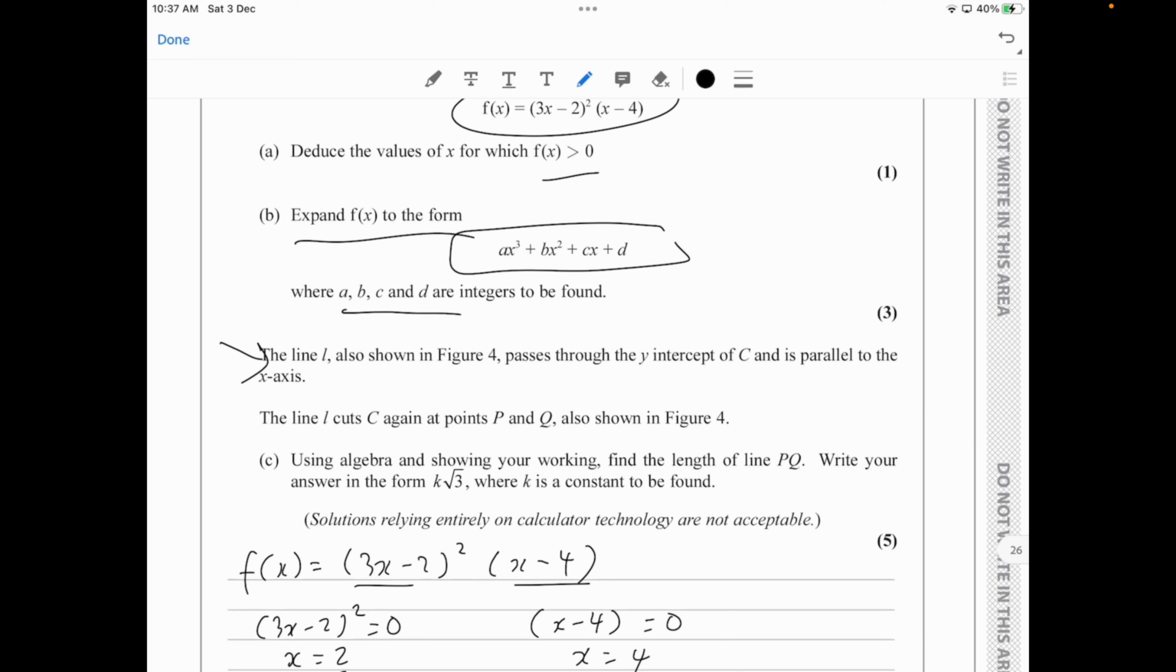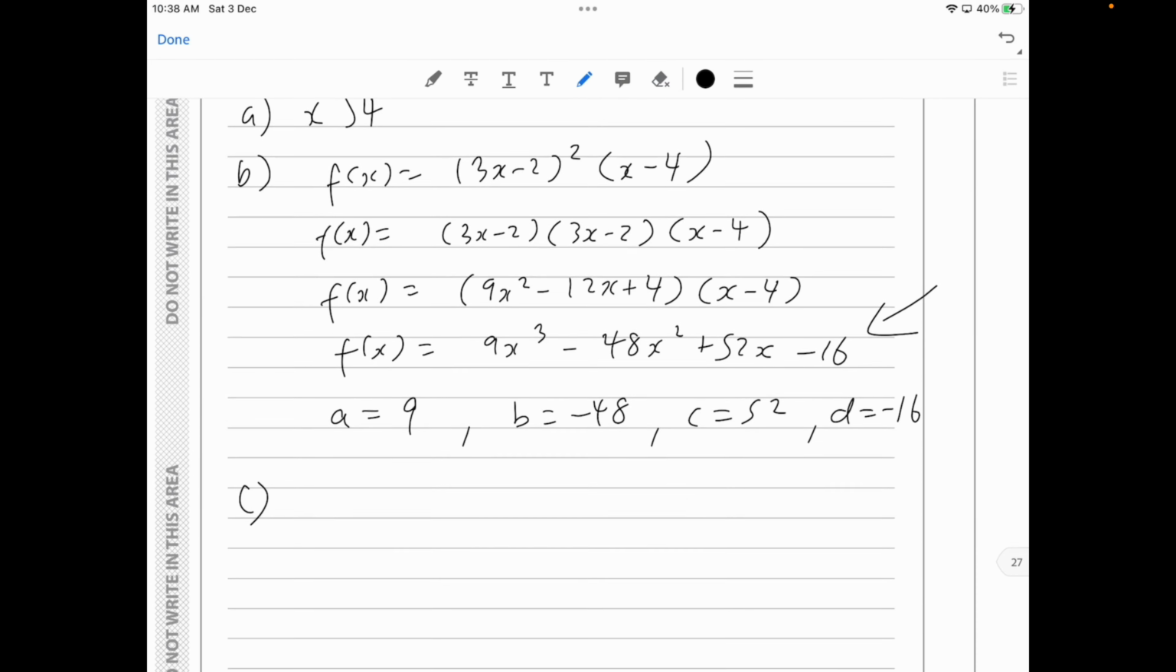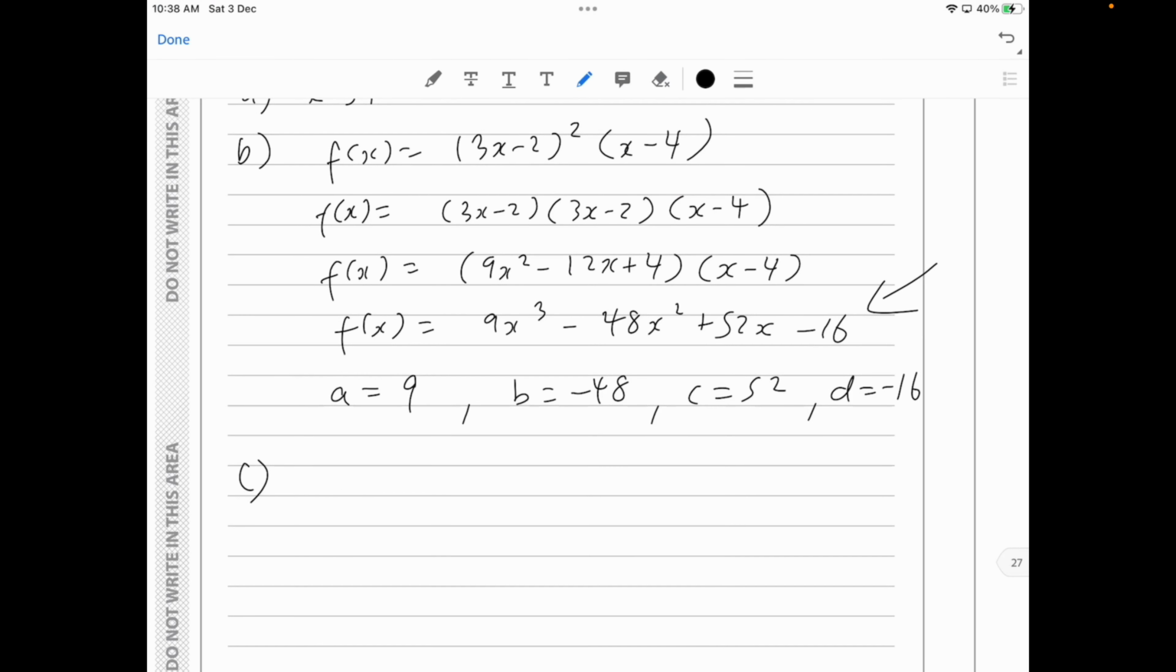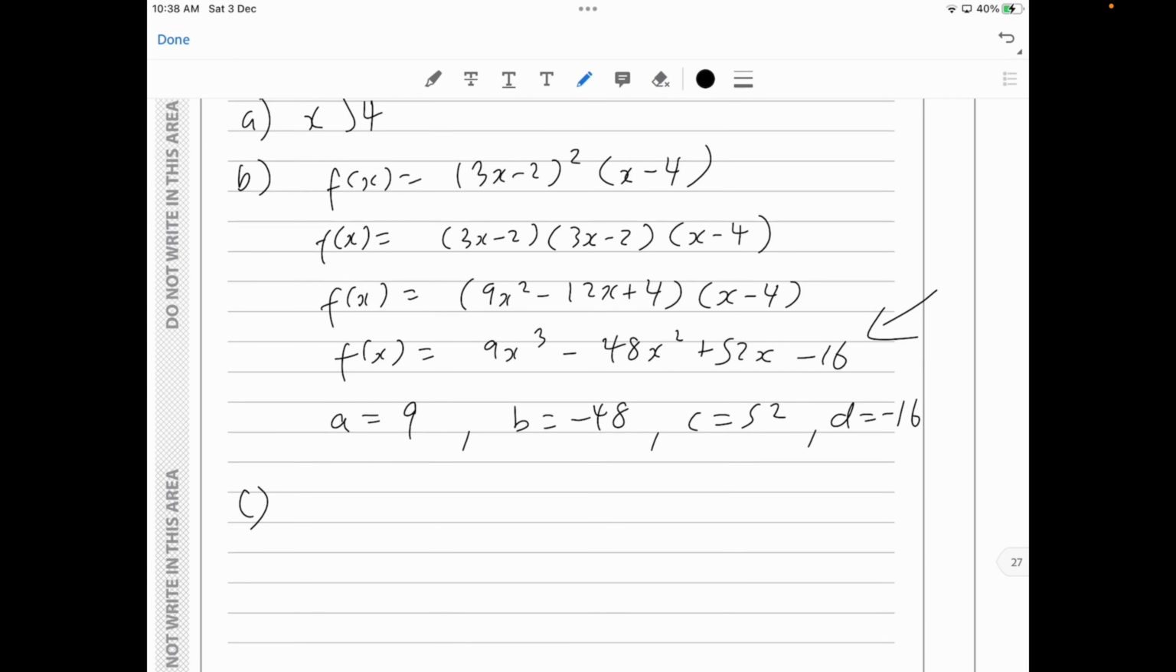The line L cuts C again at points P and Q, also shown in figure 4. Using algebra and showing your working, find the length of PQ. Write your answer in the form k√3, where k is a constant to be found. Okay, so what we have to do is we have found our factorized equation, and it is becoming this one.